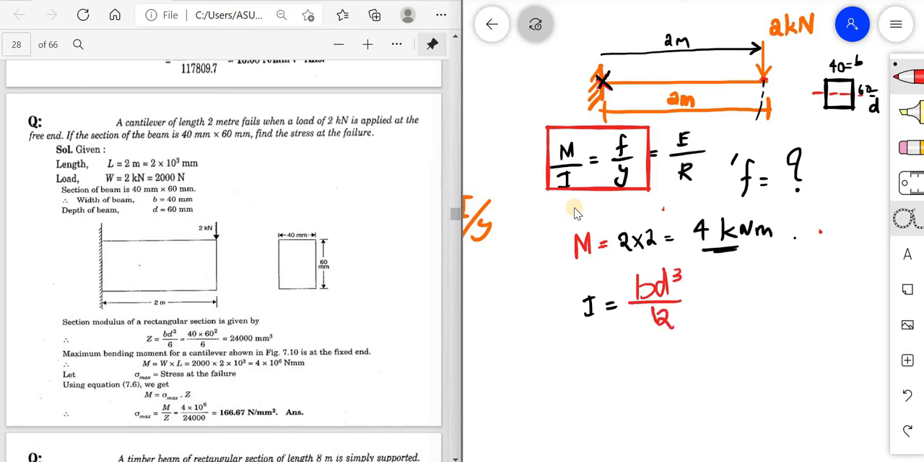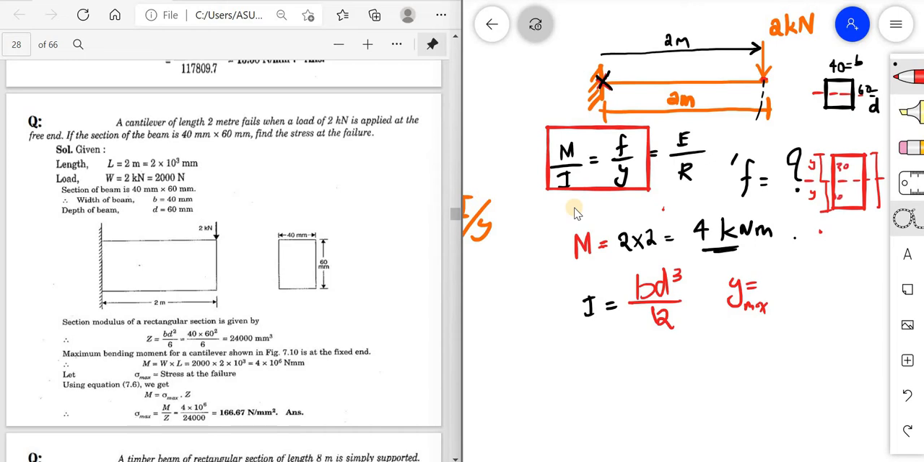Now that is I. What is Y? Y is the Y max. It is the distance of the extreme fiber from the neutral axis. I will be drawing a larger figure. So this is the neutral axis. Y can be this one or this one, top or bottom distance. Since it is a symmetric figure, the total distance is 60. Therefore, this distance is 30 and 30.